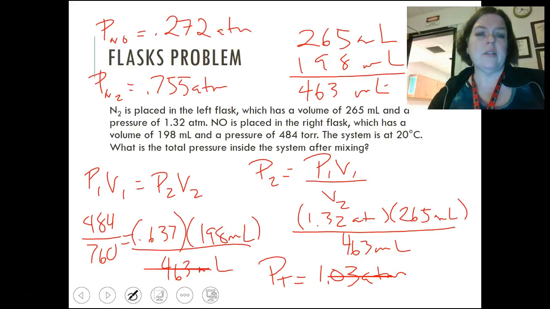So when you have two containers, you basically use Boyle's law to figure out the partial pressure of each of the gases once the container has gone to the bigger volume, and then you add those two pressures up to get the total pressure of the system after mixing.